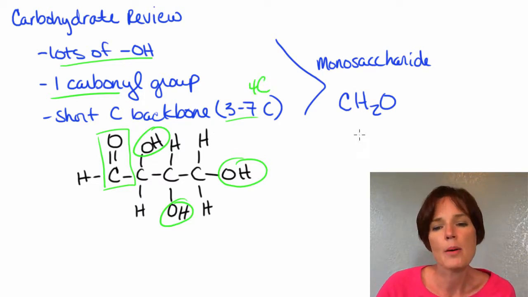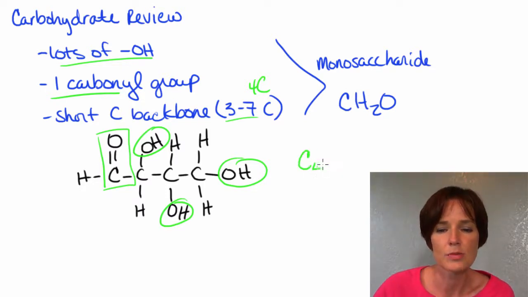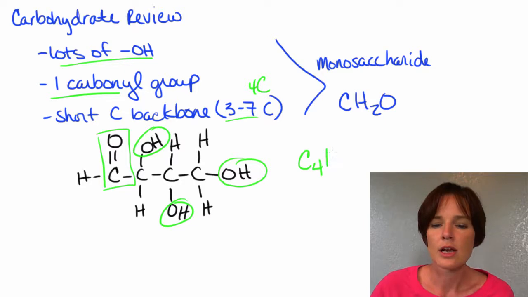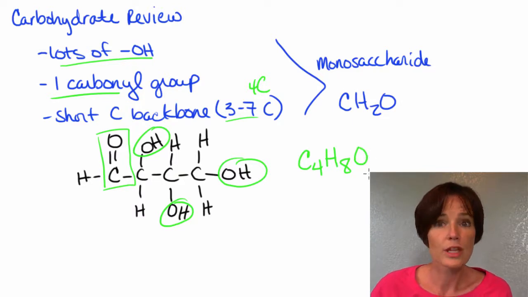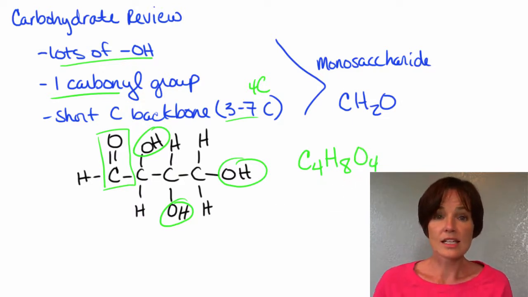If we come up with the molecular formula in this case, we just count up how many carbons we have. There are 4. Count up how many hydrogens. If you go through and count them, you'll find that we do have 8 of those. And then for the oxygens, there's 4 also. And that's the monosaccharide. They can get a little bit bigger than that, but the structure doesn't change too much.